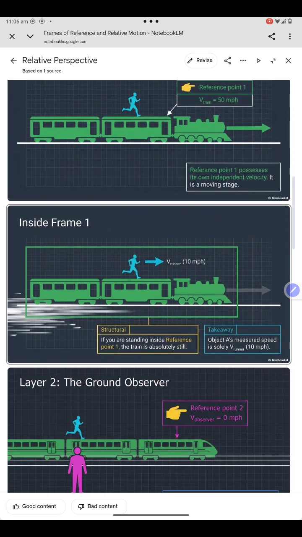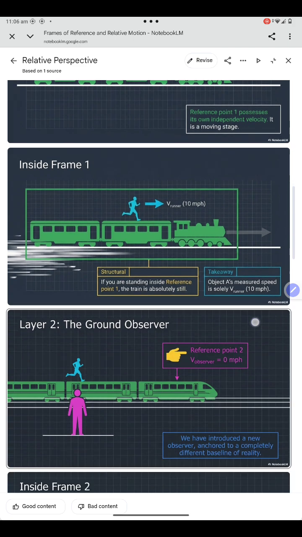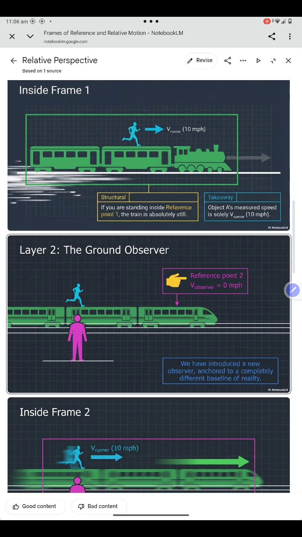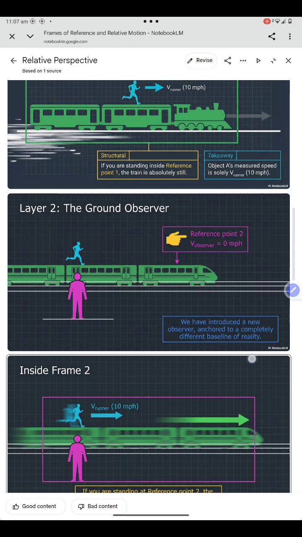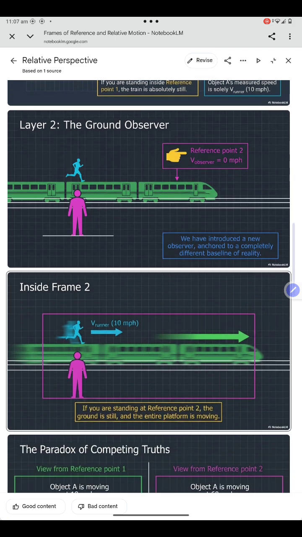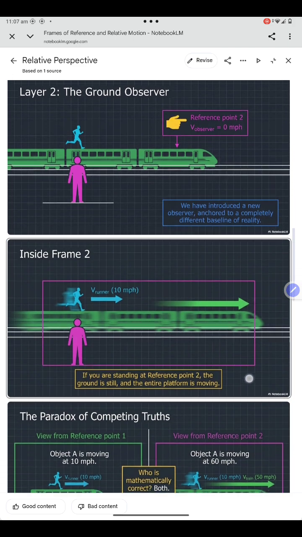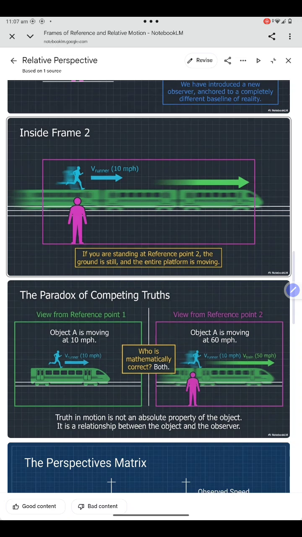So if you are standing inside, at the reference point, the train is absolutely still, and object A, that is the man, is running at a speed of 10 miles per hour. However, if you take the observer on the ground, then the total speed is 50 miles plus 10 miles, that is 60 miles per hour.